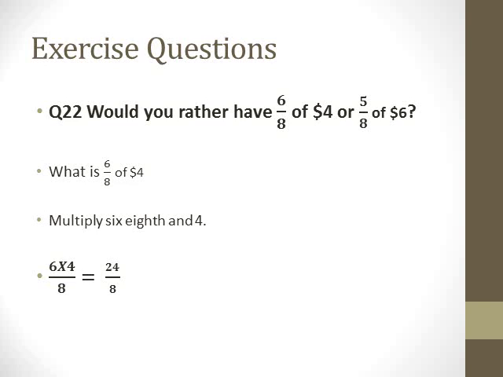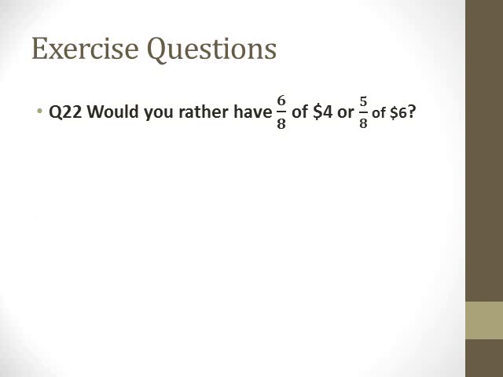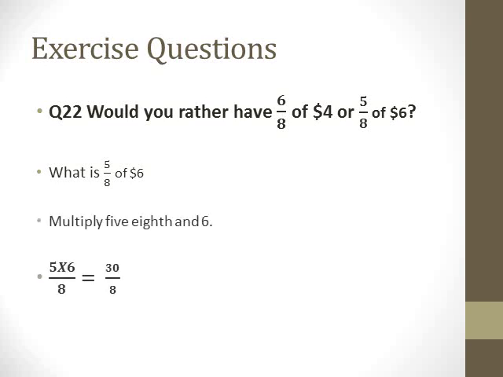This is just to make you understand that there is always 1 in the denominator of any whole number. So you will get here 24 over 8. Now you have worked out the first one, 6/8 of $4. Now you need to work out the second one, which is 5/8 of $6. Can you find what 5/8 of $6 is? You have found the first one, so you need to do the same here.